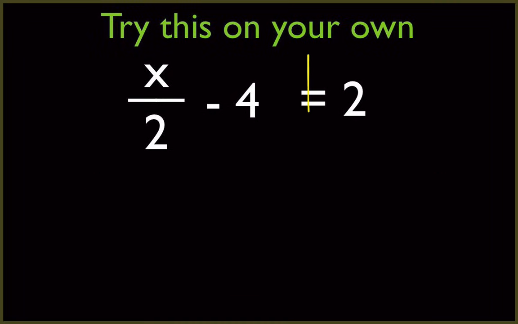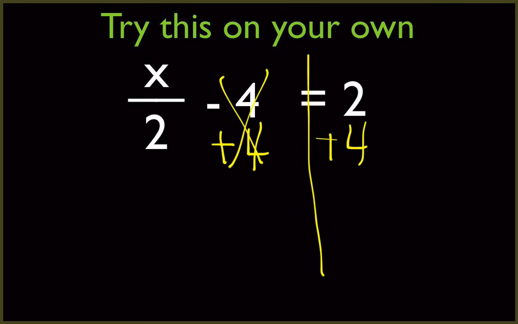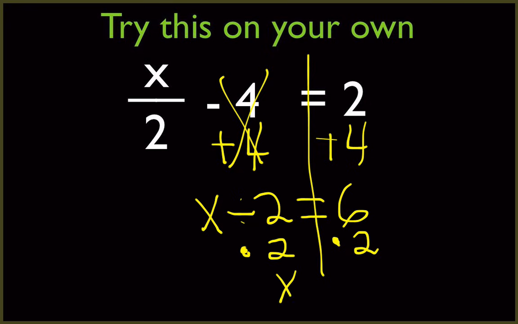Alright, so the first thing I'm going to do is draw a line. I'm going to do the opposite of subtracting 4, which is adding 4 to both sides. Rewrite the problem as x divided by 2. Multiply by 2 on each side. And I end up with x equals 12.